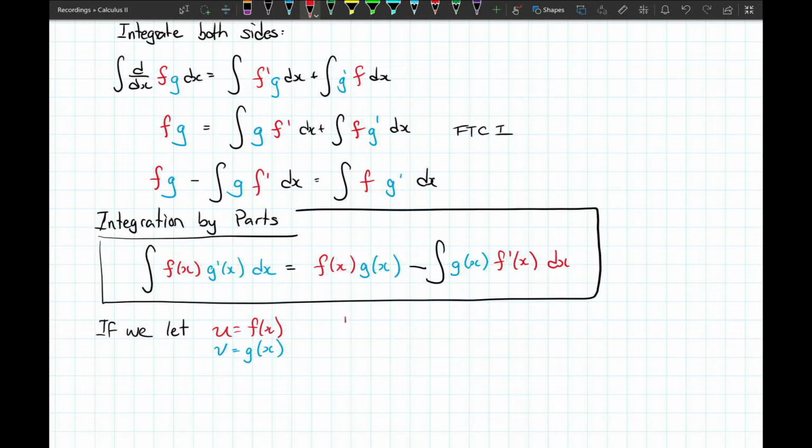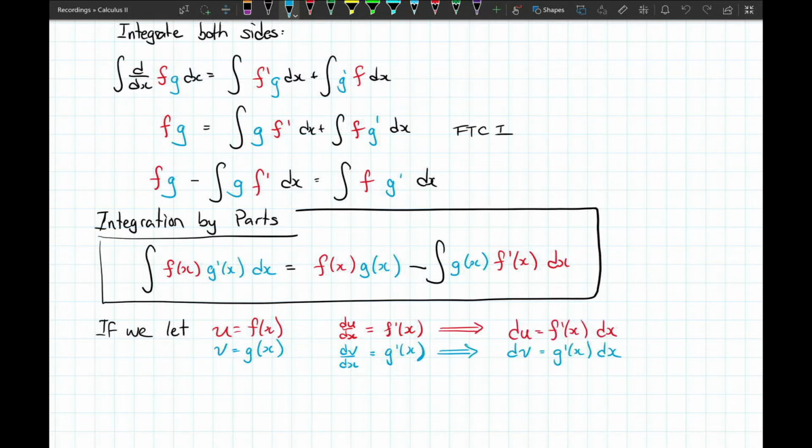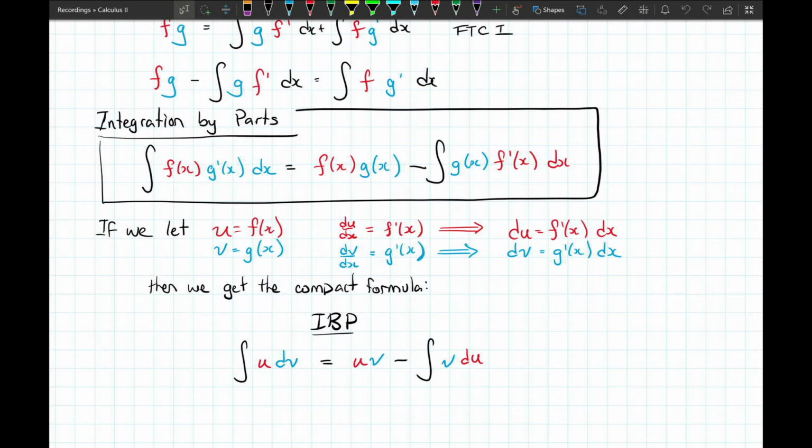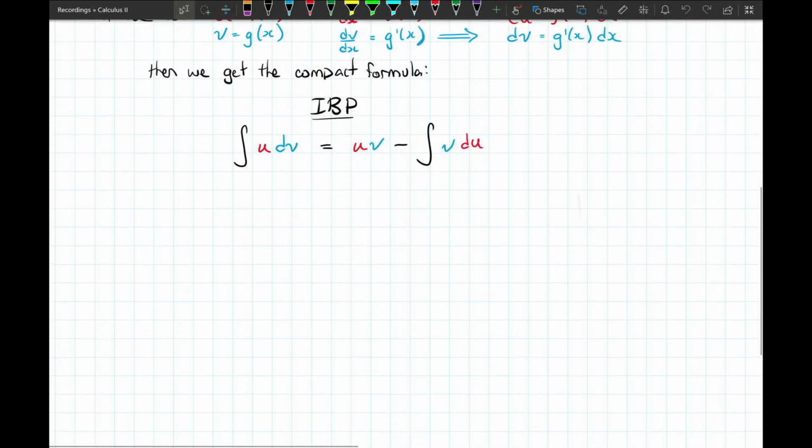Leibniz notation is where we would write the derivative of u with respect to x as du by dx, and of course that corresponds to the function notation f prime of x. Similarly, we can take the derivative of v with respect to x, and that would correspond to g prime of x using function notation. Now what we can do with each of those is rearrange them into the differential forms. du would simply be f prime of x dx, and dv would be g prime of x dx, and that is how we get a very nice compact formula. Our integration by parts formula is now simply the integral of u dv equals u times v minus the integral of v du.